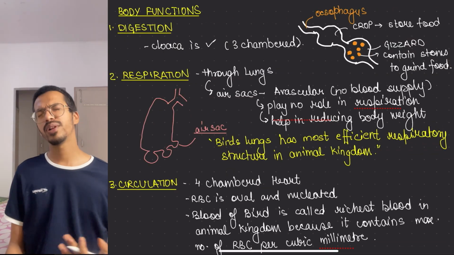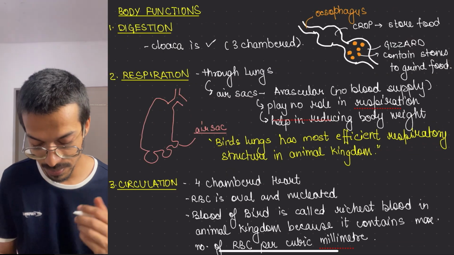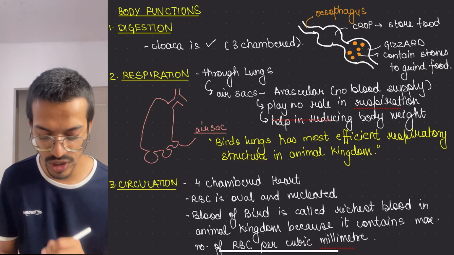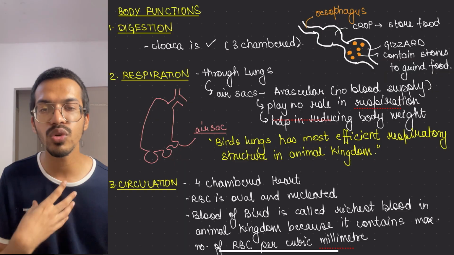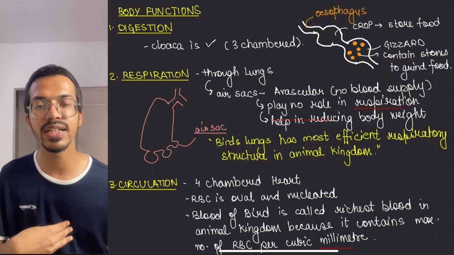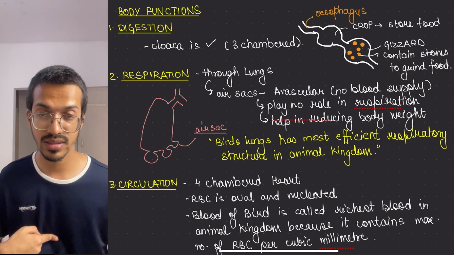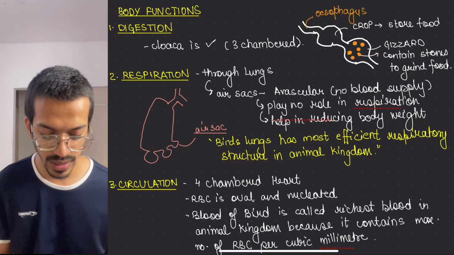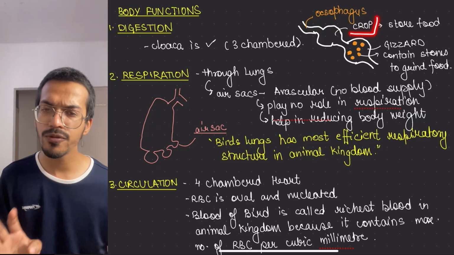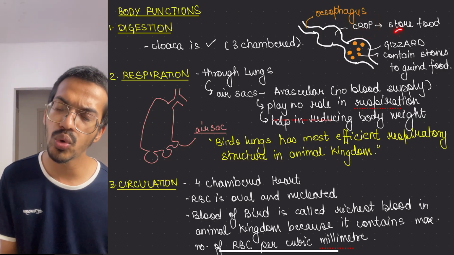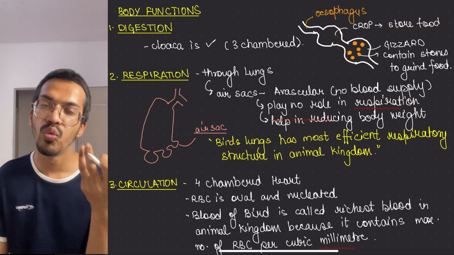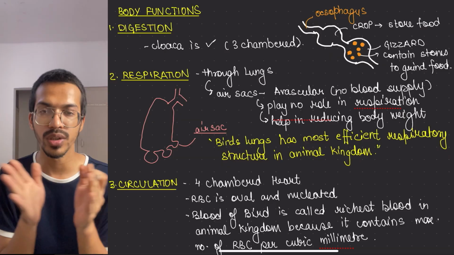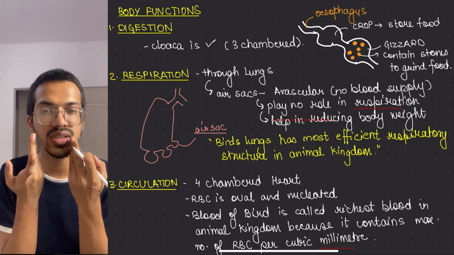Now let's see more about it. Digestion is complete, and a cloacal chamber is present. Inside the digestive system, from the esophagus, if we eat, the esophagus comes and joins our stomach. Here the stomach is not there, here the crop is there. The crop will store the food for some time and then it will go to the gizzard. In the gizzard, there are certain stones present. Those stones help in grinding the food, because they can't masticate the food as teeth are not there.